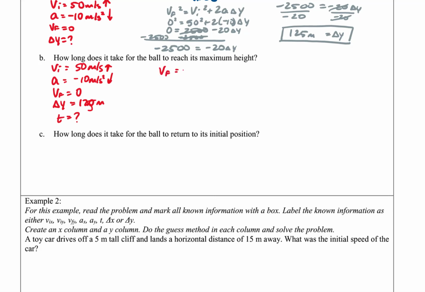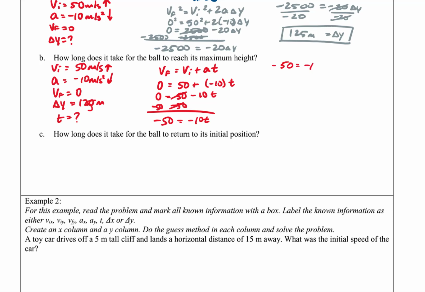The easiest one to do is that first equation, v final equals v initial plus acceleration times time. So 0 is equal to 50 plus negative 10t. So we have 50 minus 10t. We're going to subtract 50 from both sides. Gets rid of it on the right-hand side. So negative 50 is equal to negative 10t. Divide both sides by negative 10. Negative 10's cross out on the right-hand side, and I get t is equal to 5 seconds.